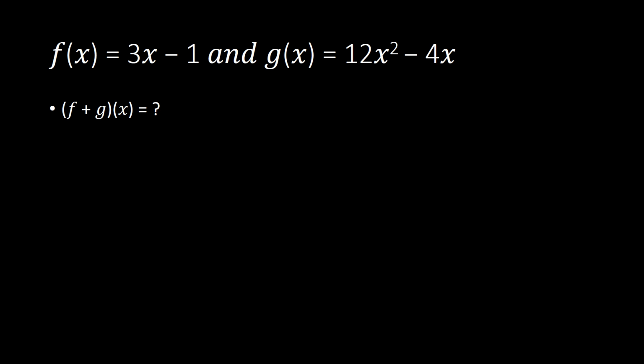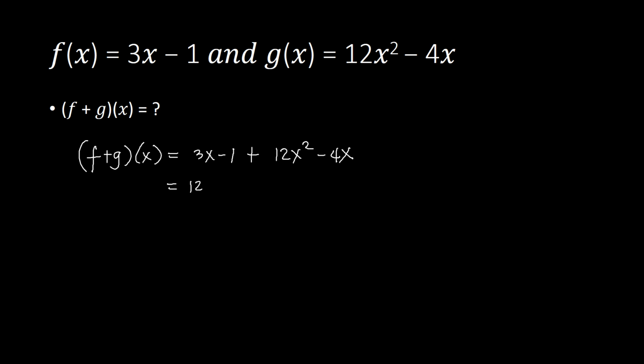So we start with f plus g of x. That will be equal to 3x minus 1 as your f of x, adding that one to the next function, which is g of x, and that's 12x squared minus 4x. Let's try to arrange this one in order from highest exponent down to the lowest exponent, so basically the constant.